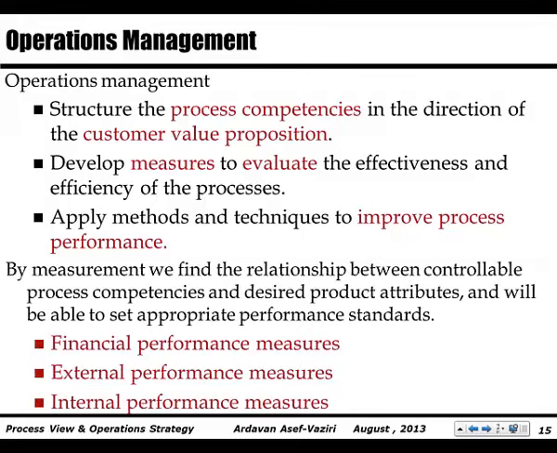Process competencies are controllable. Product attributes, which are defined by customers, are not controllable by us. Remember, we said in a system view, we look at the system, that's what we have control on: process competencies, and the environment, the customer preferences. Customer preferences define the product attributes, and we need to prepare a customer value proposition which meets and exceeds product attributes. And then we need to develop process competencies to be able to deliver that customer value proposition. And that's process competencies which are controllable, which we have control on. We don't have control on product attributes.